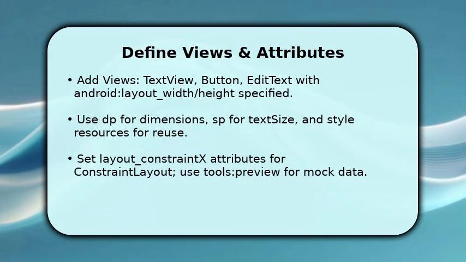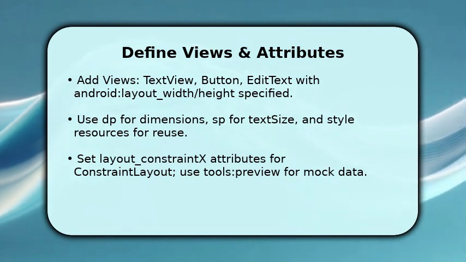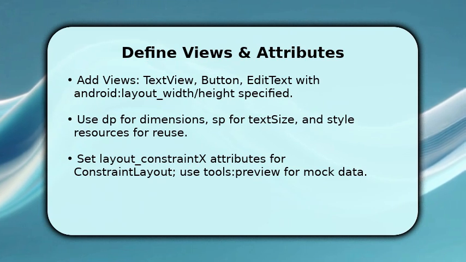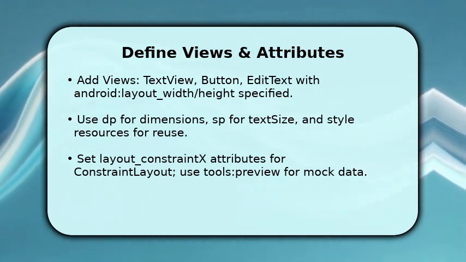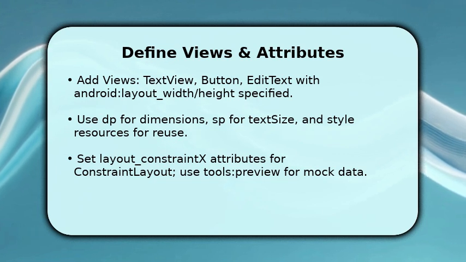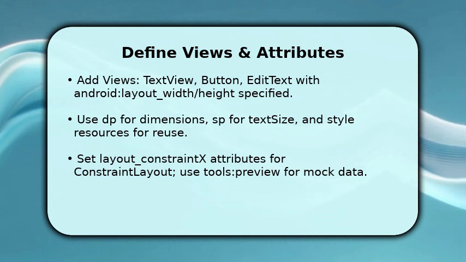Now add core views and set their attributes explicitly. For each view supply android:layout_width and android:layout_height: match_parent, wrap_content, or a dp value. Use sp for text sizes so accessibility scales correctly, and store repeated attributes in styles or themes to avoid duplication.